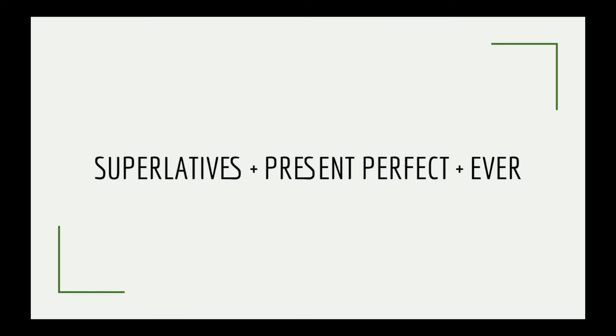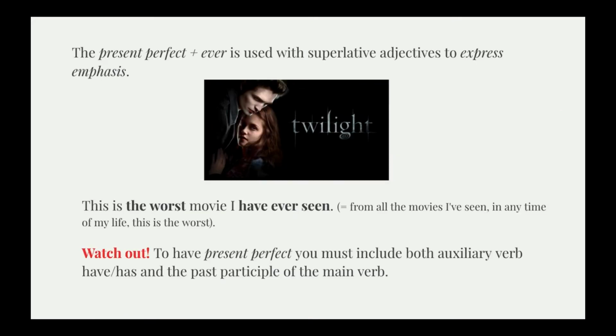Now let's take a look at this combination of superlatives plus present perfect plus ever. You guys remember that we use ever to make emphasis, to emphasize that we've done something or we haven't done something in any time of our lives. So this combination of present perfect with a superlative adjective is a way of expressing emphasis.